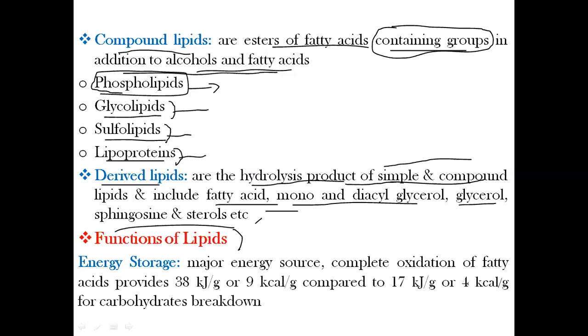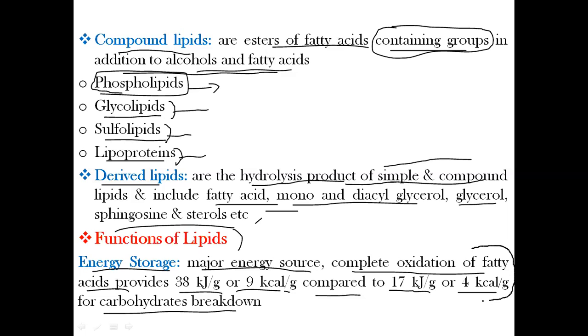Next one is the function of lipids. The first important function is the energy storage. Lipids are the major energy source, and the complete oxidation of fatty acid, which is an example of lipids, provides 38 kilojoule per gram or 9 kilocalorie per gram as compared to 17 kilojoule per gram or 4 kilocalorie per gram for the carbohydrate breakdown. So it is the major energy source as compared to carbohydrates and proteins.